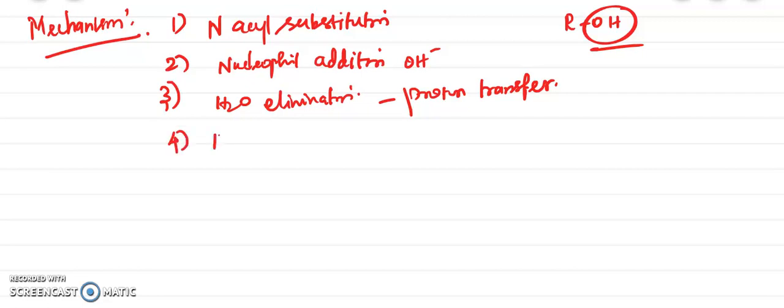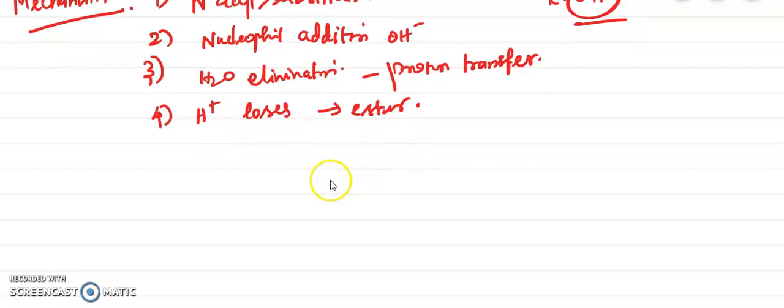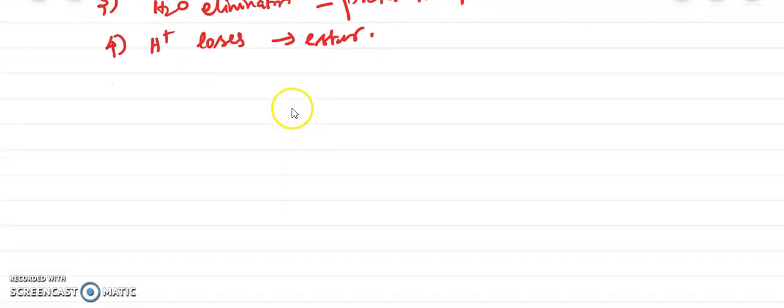So lastly, a proton is eliminated, a proton is lost in the particular compound, so that we get the ester product. So these are the things we are going to discuss now. What is the first one? That is nucleophilic acyl substitution. Okay, let's see the first step.